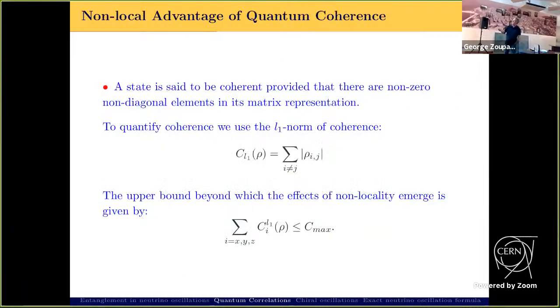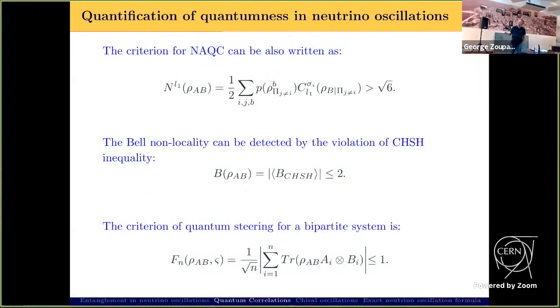I don't want to exaggerate here because I want to tell other things, but basically the coherence in general is defined with the L1 norm, with respect to the off-diagonal elements of the density matrix. So one can define from this some quantifier. This quantifier can have a bound. When it exceeds this bound, like for Bell inequalities, then you say that, okay, there is a strong non-locality going on there.